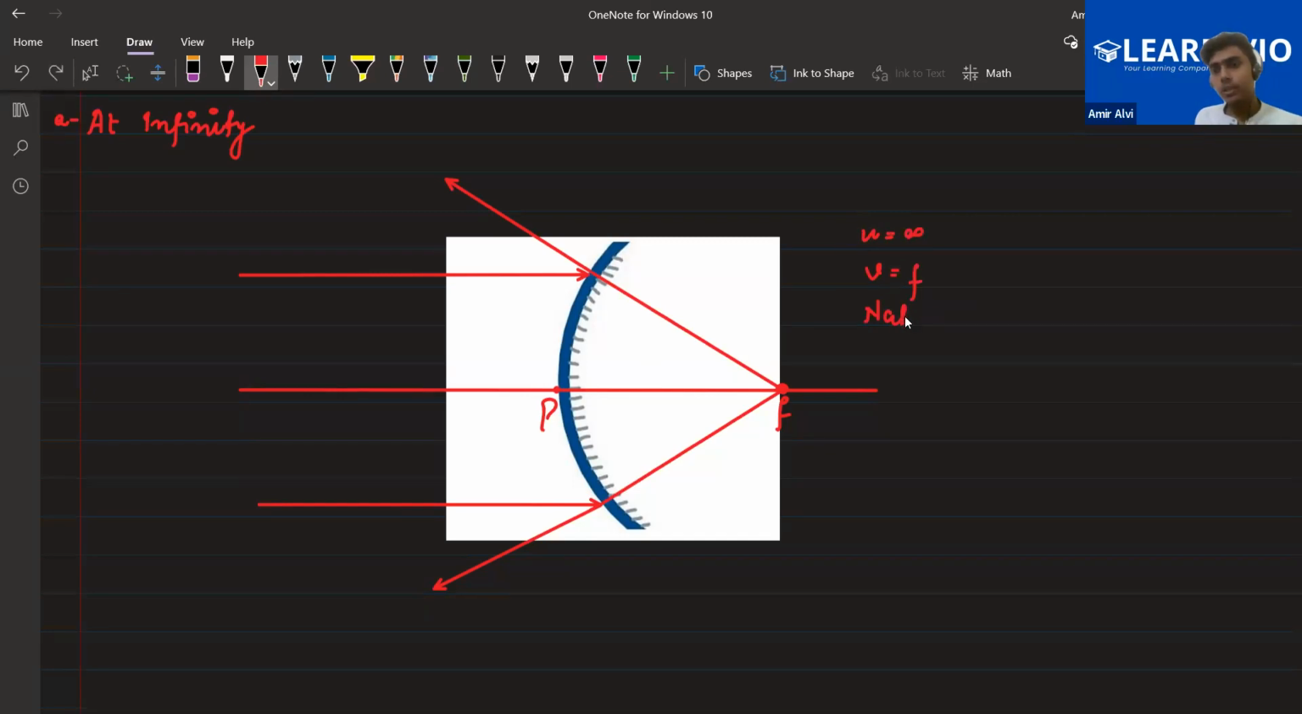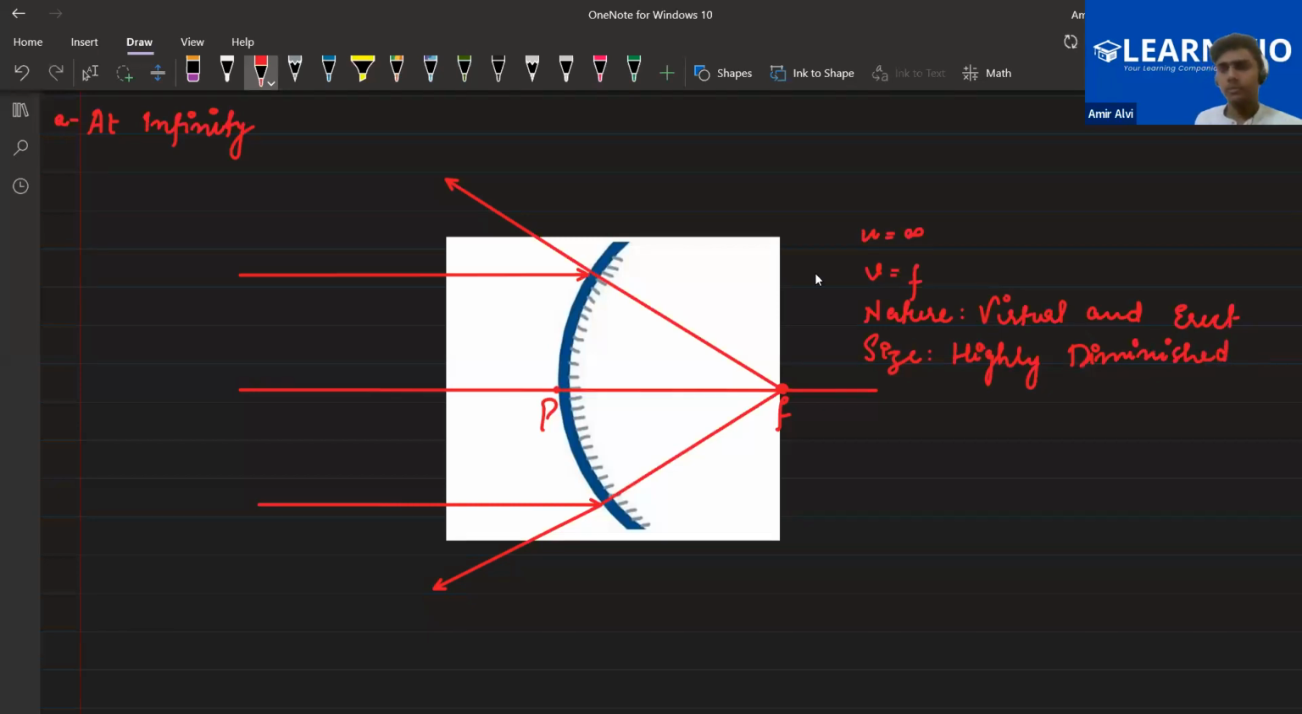Nature, can anybody tell me the nature of the image? Sir, I think erect. Okay, erect. So it will be virtual and erect. Next is size. Can anybody tell me the size of the image? Diminished. It will be highly diminished. The image formed at focus will be highly diminished or of point size. Got it? Yes, sir. So highly diminished means point size.